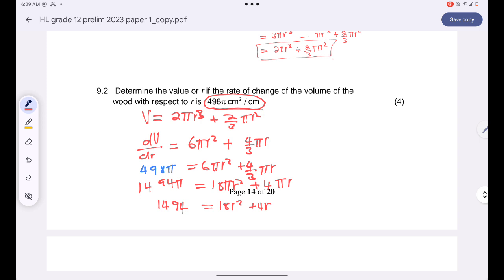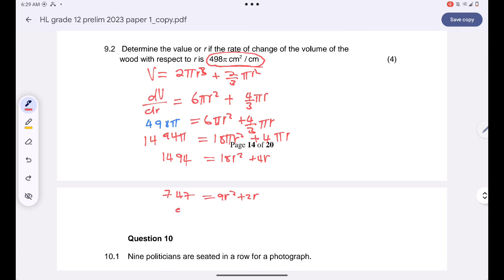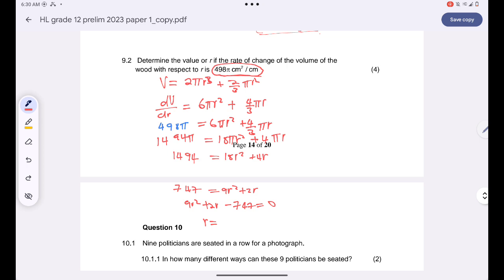You can divide each and every term by 2. If I divide 1494 by 2, this will give me 747 equal to 9r squared plus 2r. Then 9r squared plus 2r minus 747 is equal to 0. Just use the quadratic formula, guys, to find the value of r. I know that I'll end up having minus b, where the value of b is 2, plus or minus the square root of 2 squared minus 4ac, where the value of c is 747, all divided by 2a.